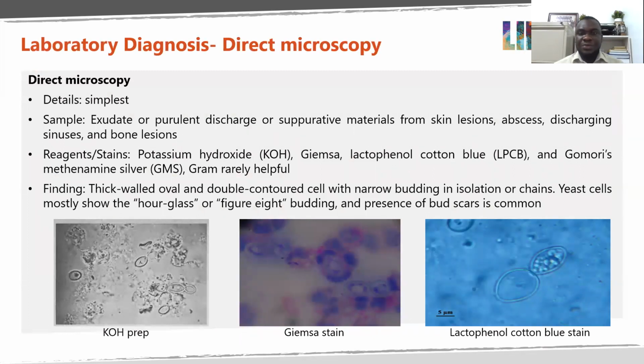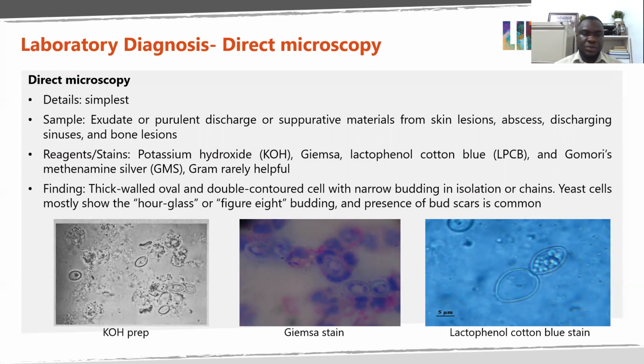There are various laboratory approaches for diagnosing African histoplasmosis. Direct microscopy happens to be the simplest of them, and how you prepare your sample depends on the available reagents. You could use potassium hydroxide, Giemsa stain, lactophenol cotton blue stain, or silver stain. You could use Gram stain, but in most cases it appears negative, so it may not be very helpful.